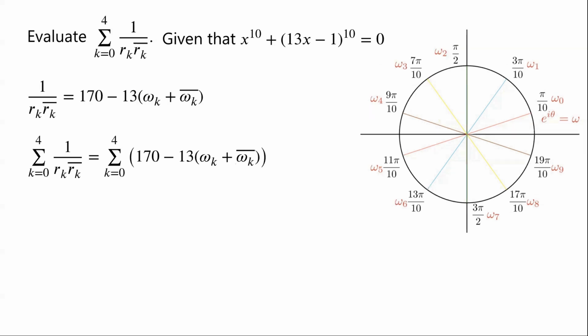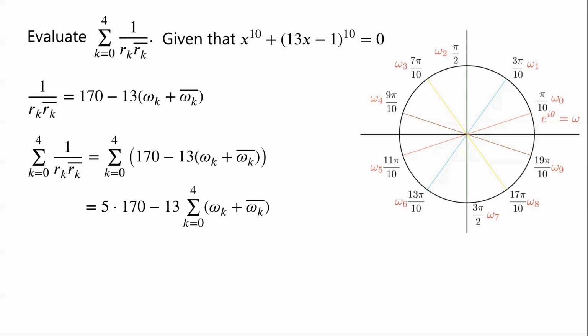So the sum from k equals 0 to 4 of 1 over rk times rk bar is equal to the sum from k equals 0 to 4 of 170 minus 13 times (omega k plus omega k bar). The sum from k equals 0 to 4 of 170 is equal to 5 times 170. The sum from k equals 0 to 4 of 13 times (omega k plus omega k bar) can be written as 13 times the sum from k equals 0 to 4 of (omega k plus omega k bar).